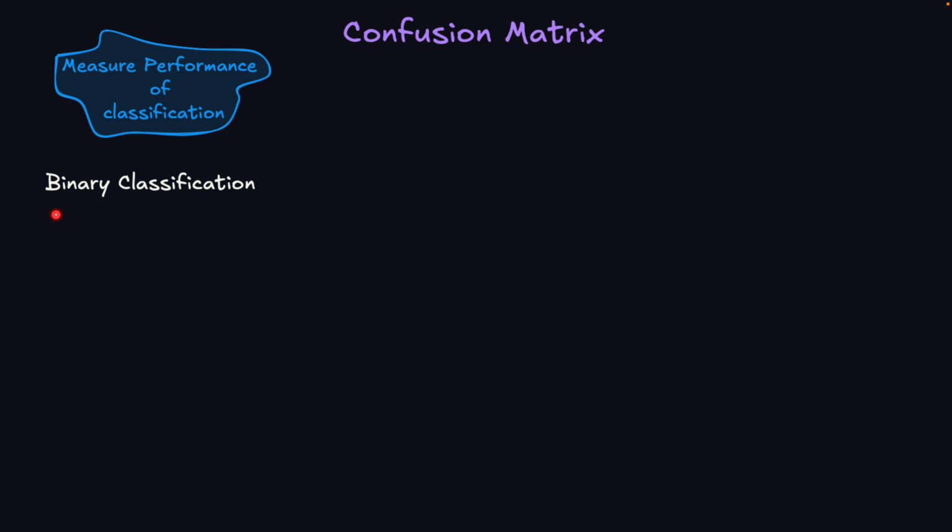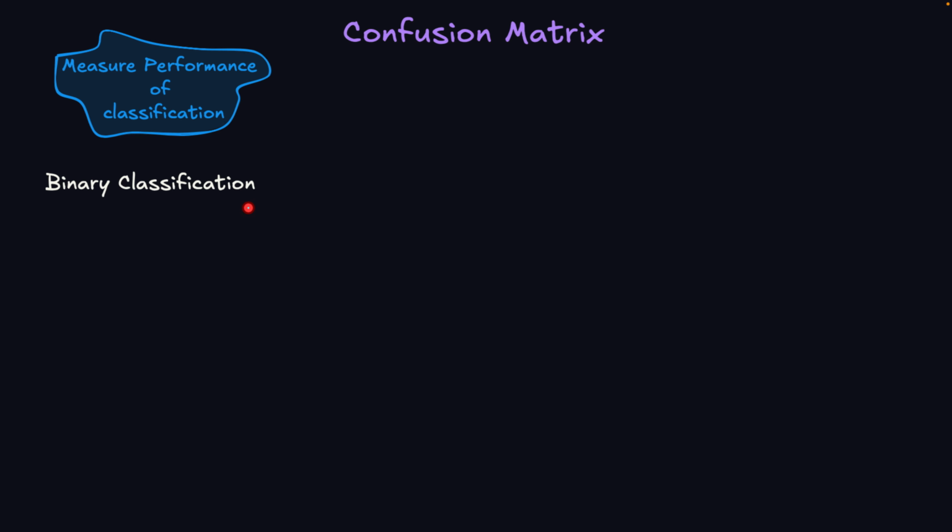Now, in order to explain this confusion matrix, I'm going to use binary classification as an example. But confusion matrix is not just limited to binary classification. It can be used for multi-class classifications as well. But just for the sake of simplicity, I'm going to use binary classification to explain confusion matrix.